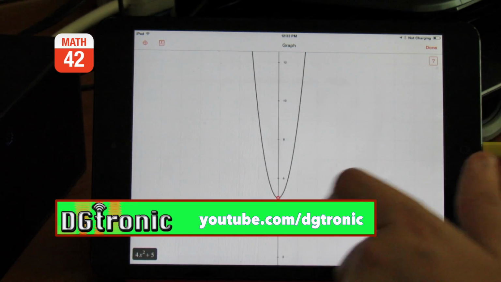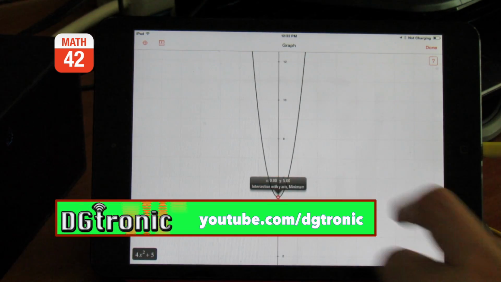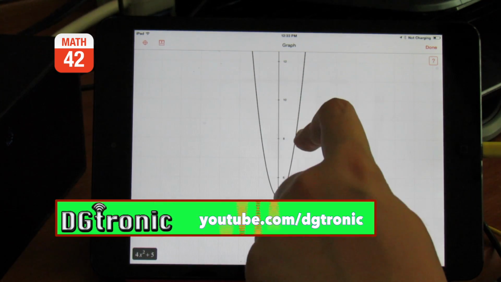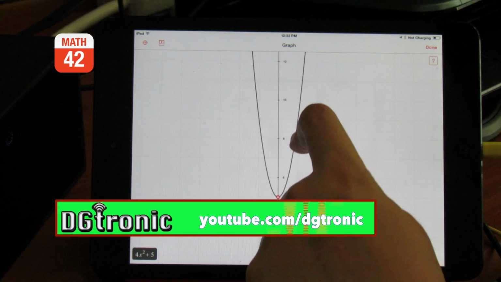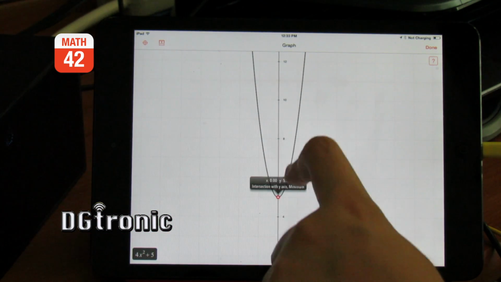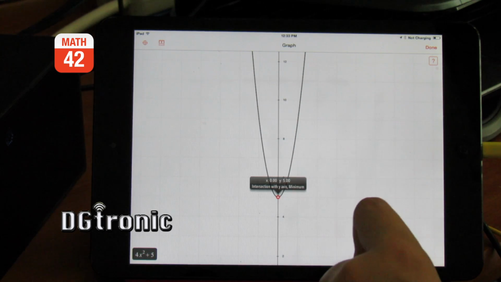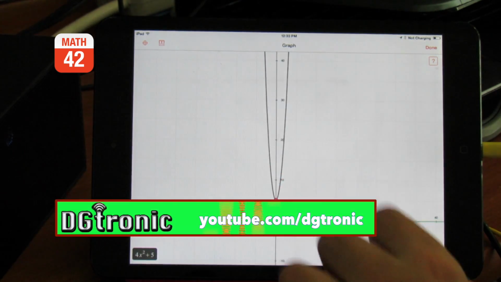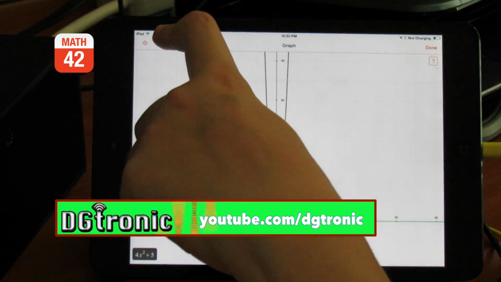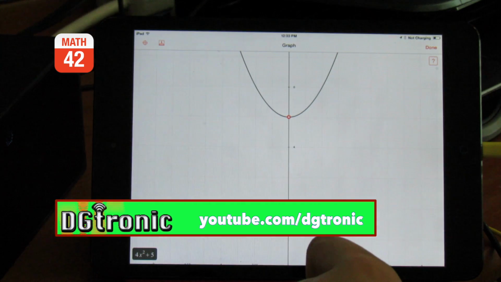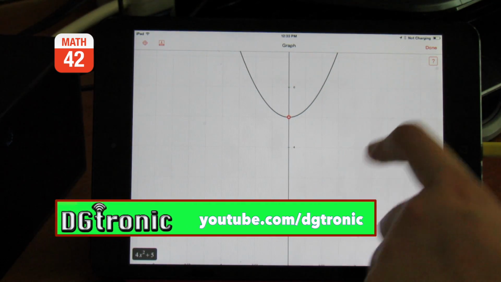A very interactive application, and like I said, it gives you the points if you tap on it. And I believe, yeah, it just works with the orange points. Gives you x0, y equals 5. And there is the graph right there. Now if you tap on that icon, it brings it closer so you can see it.